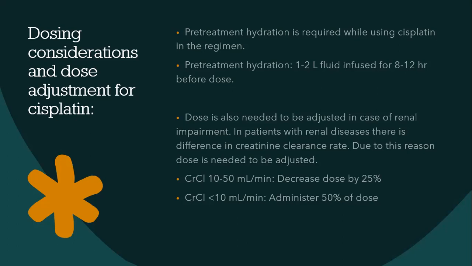In case of renal impairment or renal insufficiency, the dose also has to be adjusted. The dose is adjusted by checking the creatinine clearance of the patient. If it is 10 to 50 ml per minute, then we will decrease the standard dose by 25%. And if the creatinine clearance rate is less than 10 ml per minute, then we will have to decrease the dose to 50% of the standard dose.